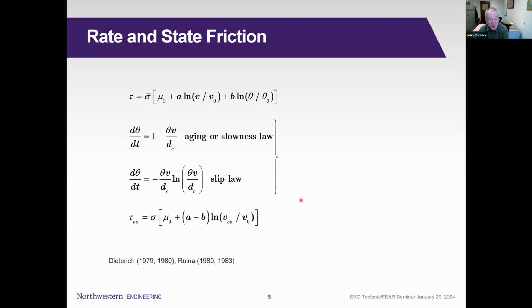Now this is for constant normal stress. If you have a change in normal stress, then Linker and Dieterich, based on their experiments, proposed this form, and Richardson and Marone did some more work on this. So alpha is another parameter, and it predicts that if you have a sudden change in effective normal stress, you also get a sudden change in the state variable.